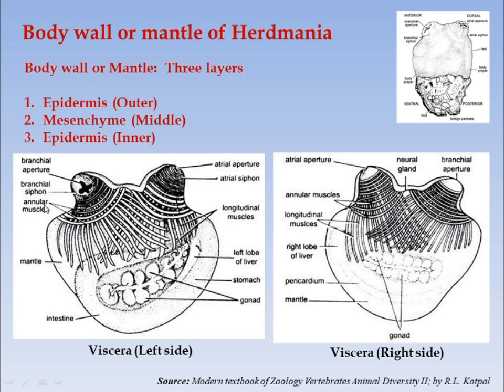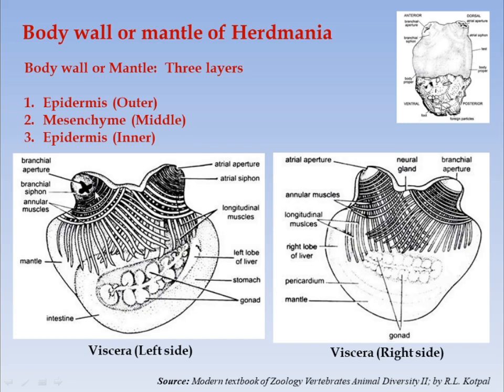So here you can see the annular muscles. These are the annular muscles on both the apertures or siphon. So annular muscles surround each siphon, as you can see, in several circular rings. So in each siphon, the annular muscle is present. Now the second one is the longitudinal muscles. As you can see, these are the longitudinal muscles.